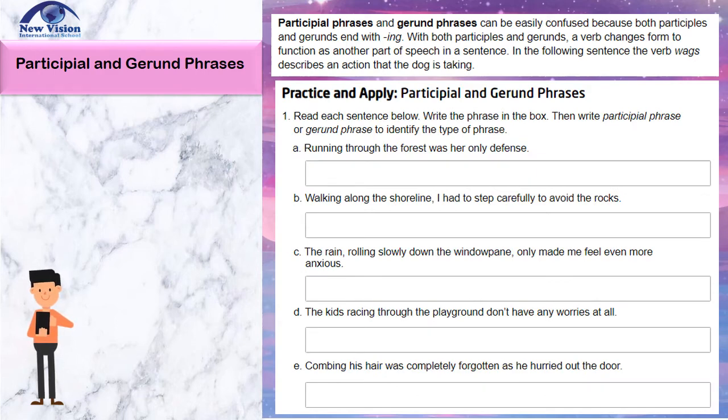Let's practice and apply participial and gerund phrases. Read each sentence below, then write the phrase in the box. Then, write participial phrase or gerund phrase to identify its type of phrase. Please pause this video as you answer.